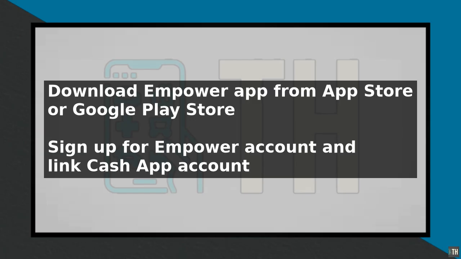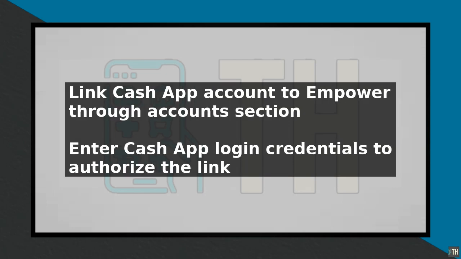Linking your Cash App account to Empower is straightforward. Open the Empower app and navigate to the Accounts section. Click on Add Account and select Cash App from the list of available banks and financial institutions. You will be prompted to enter your Cash App login credentials to authorize the link.